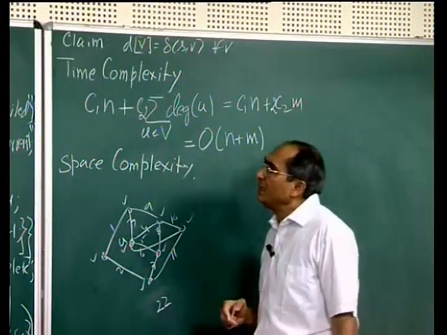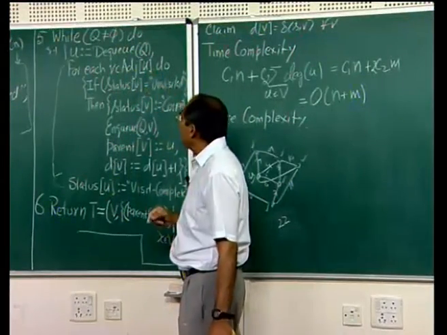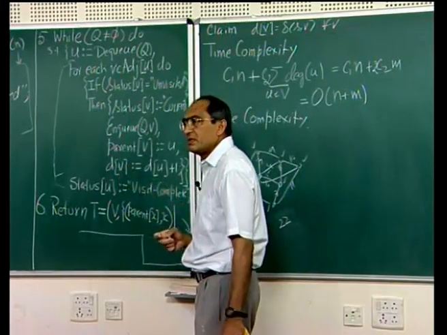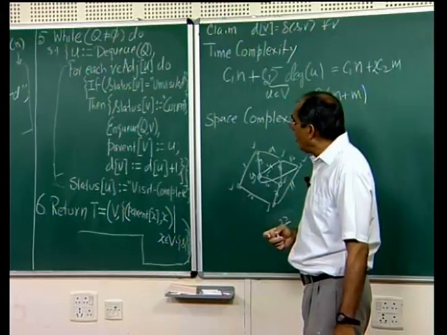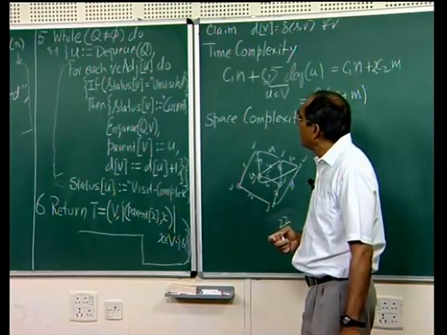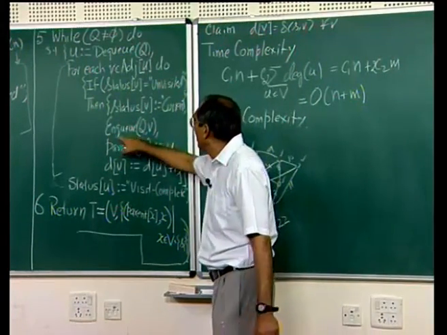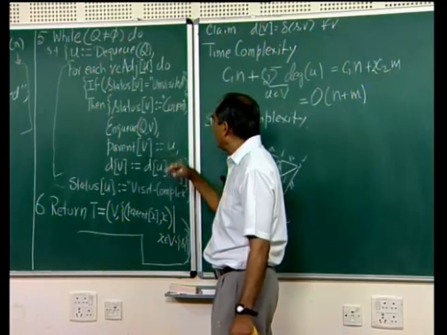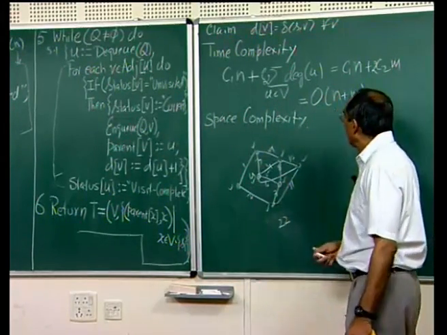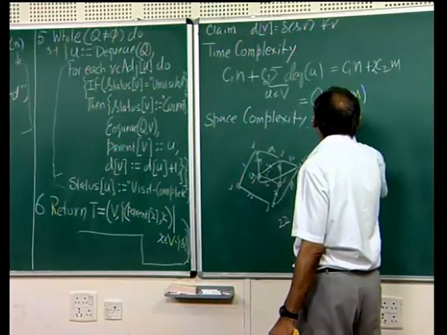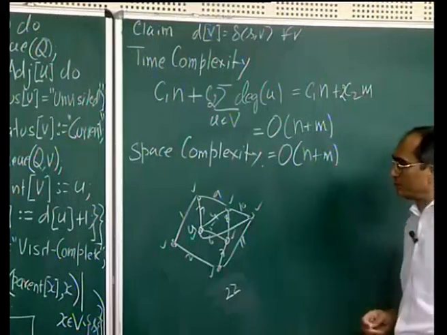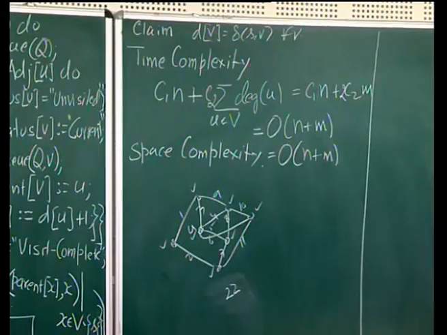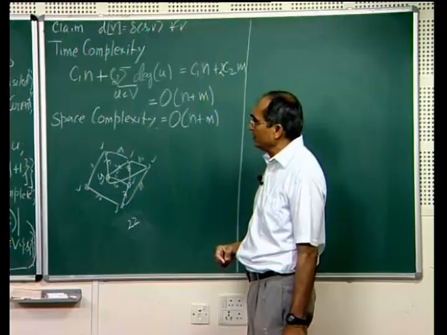So the data structure called adjacency list takes order m space, and we have certain lists like parent and d and all that, which take order n space. Status also takes order n space. The size of Q in the worst case could be order n, the total number of vertices. So all the set of lists that we see here take order n space. So this is also order n plus m. This completes the discussion of our algorithm. We have proven the correctness and we have found the time complexity and the space complexity.